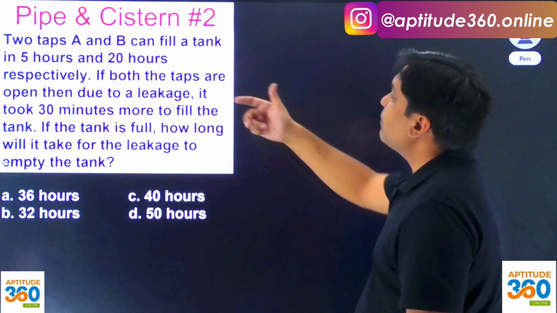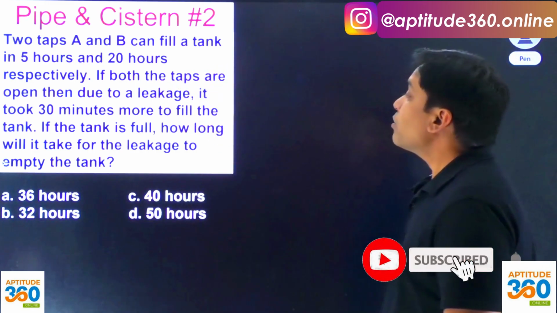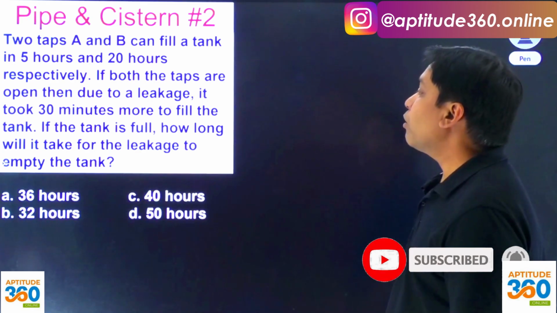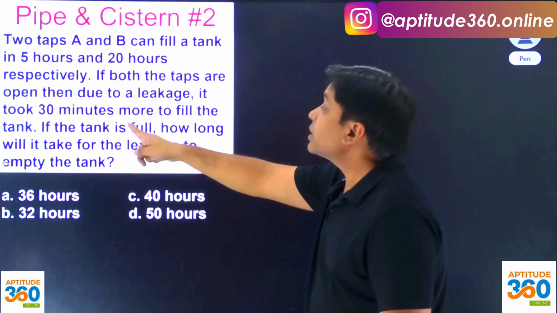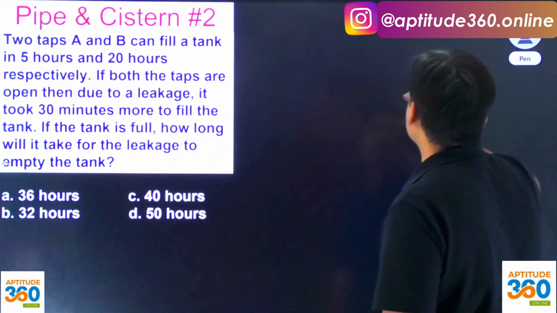Two taps A and B can fill a tank in 5 hours and 20 hours respectively. If both the taps are opened, then due to a leakage, it took 30 minutes more. So what step number 1?